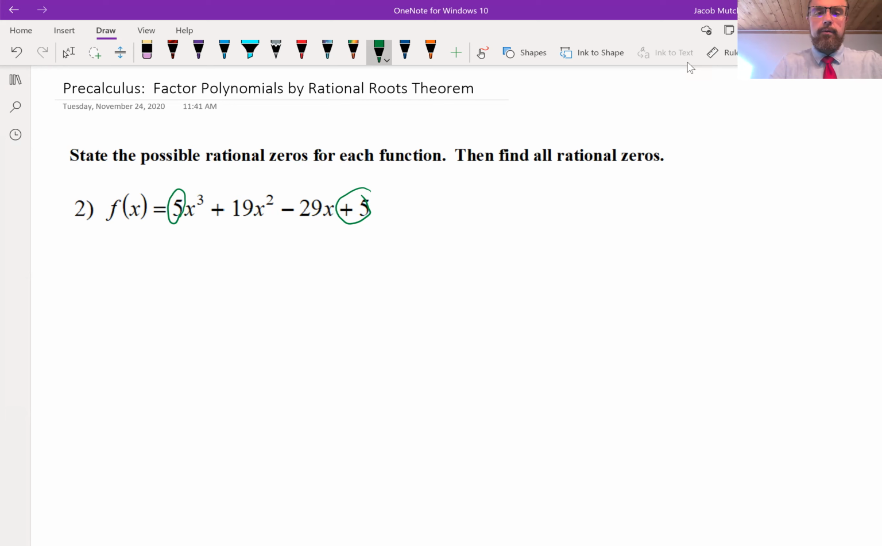So I'm going to write here just some notation. I'm going to call these possible factors of the constant term p-values. So my p-values will be plus or minus 5. That's a factor of 5. So positive 5 divides out of 5, negative 5 divides out of 5. And 5 doesn't have a whole lot of factors. The other one is going to be plus or minus 1.